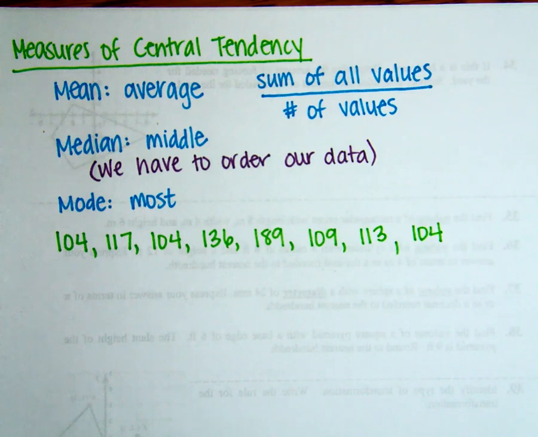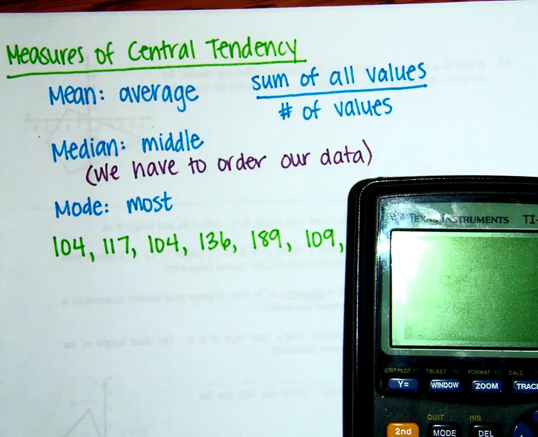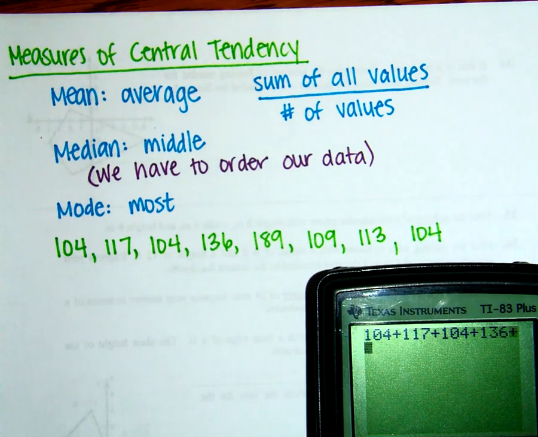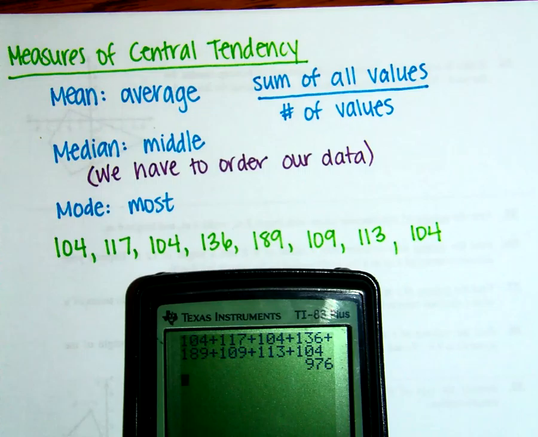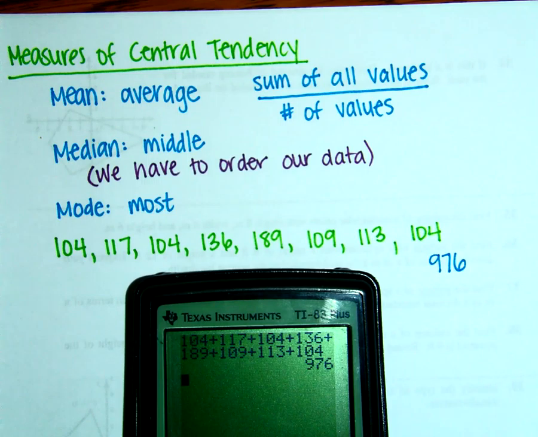When we are trying to find the mean, the order doesn't matter. So all I'm going to do in order for me to find the mean is take those 8 values and add them together. So I'm just going to take my calculator and add all of those numbers up. I add them together and I get that they equal 976. So that is the sum of all the values. I've added them all together.